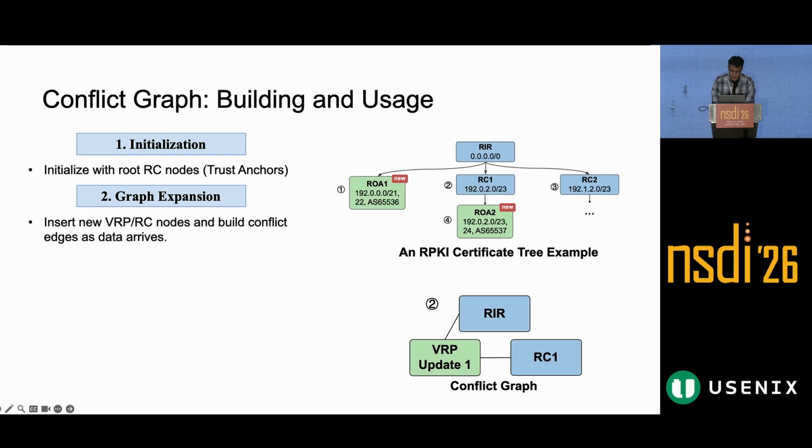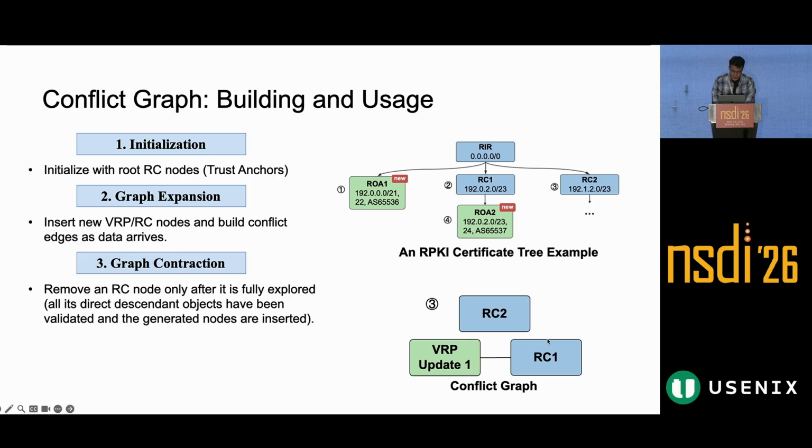Then at step 2, the RP validates RC1 and we insert RC1 into the graph as a predictive lock. Because RC1's IP resource scope overlaps with VRP update 1, an edge is built between them. And at this point, the RIR and RC1 nodes act as locks, safely blocking VRP update 1 from being distributed.